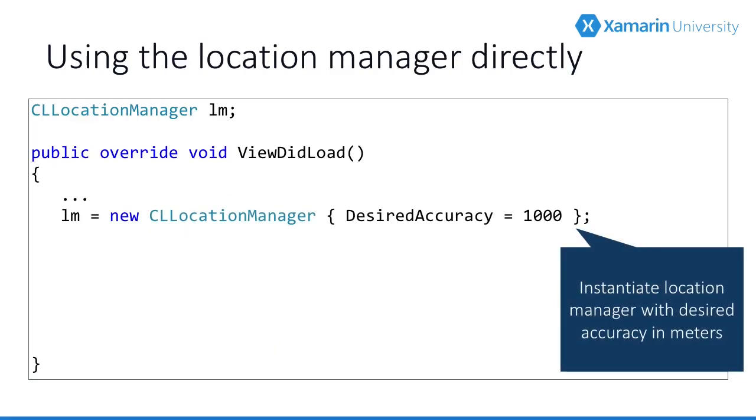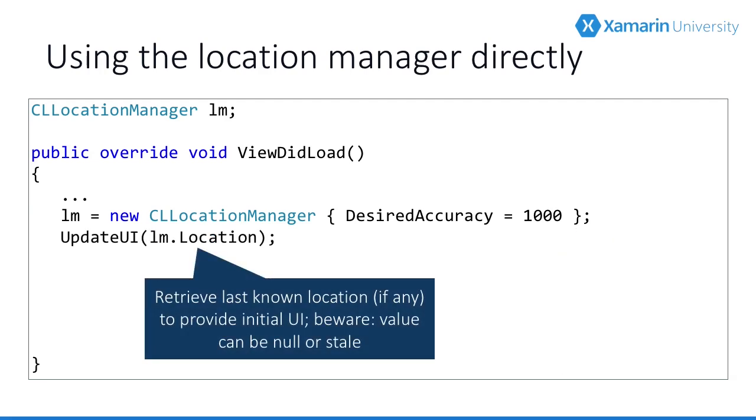So to use our CLLocationManager, we're first going to instantiate it. We'll set our desired accuracy. Now this is going to determine whether we're using coarse or fine, and it's going to help the hardware determine what approach and how much energy it's going to use. So if we don't need too much accuracy, then having a larger number is going to help us conserve battery.